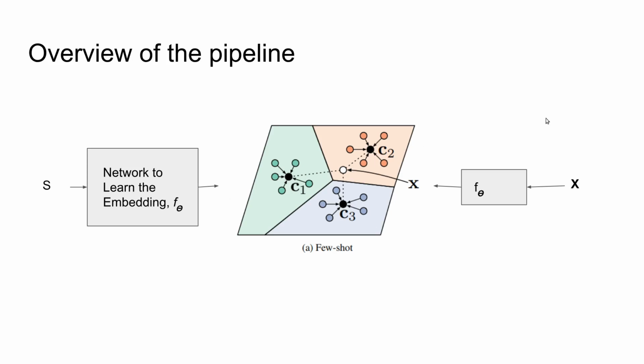So when a new example comes and we want to find its label, we embed this new example x using the same encoding function f theta, and find the distance from each of the class prototypes to see which class it belongs to.